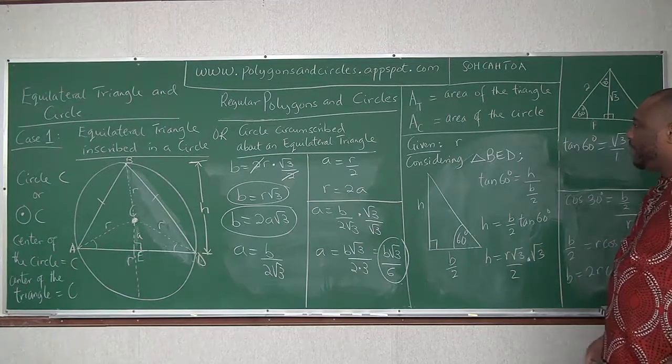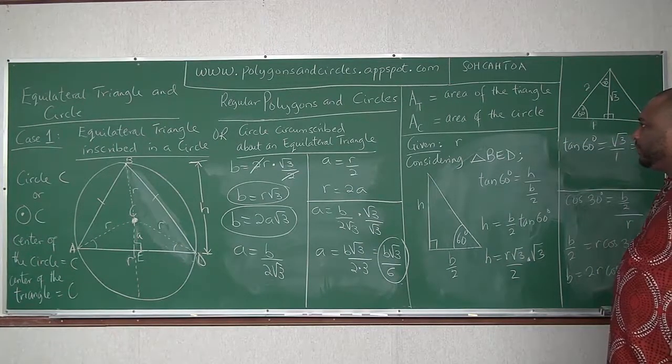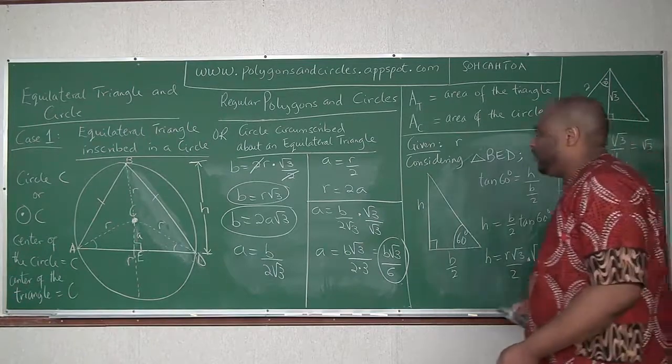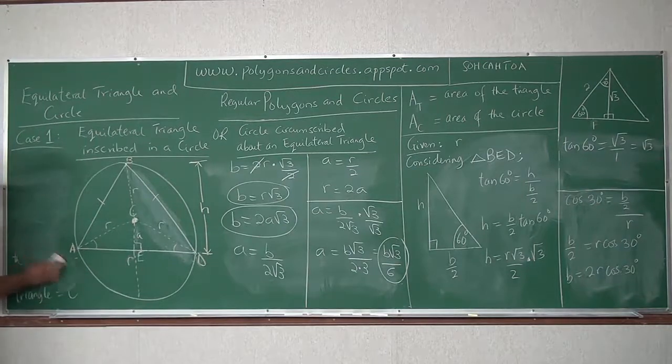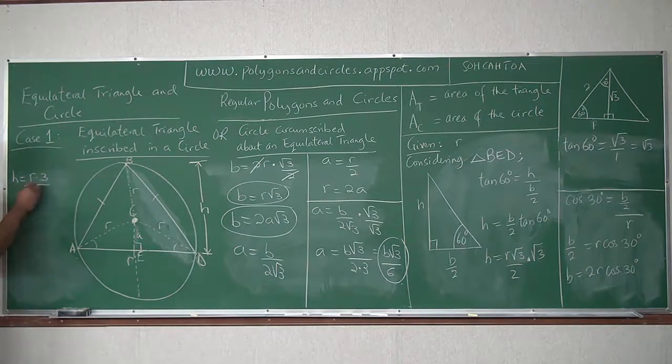So if I finish it here, our height would be r times 3 over 2. So our height is 3r over 2. That's it.